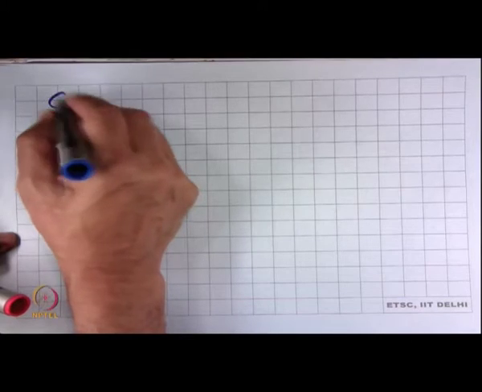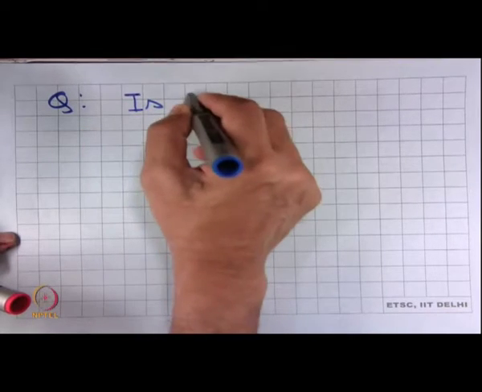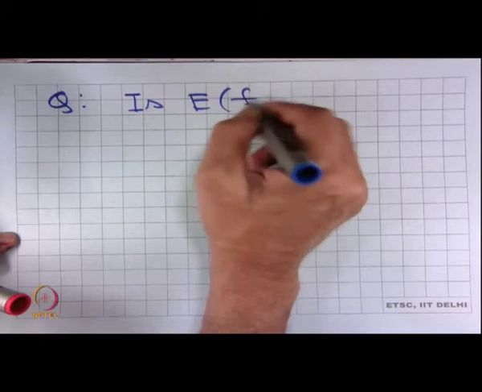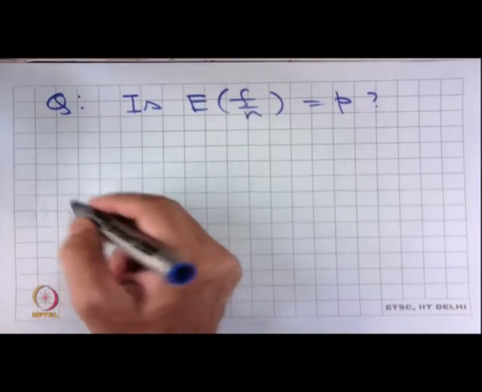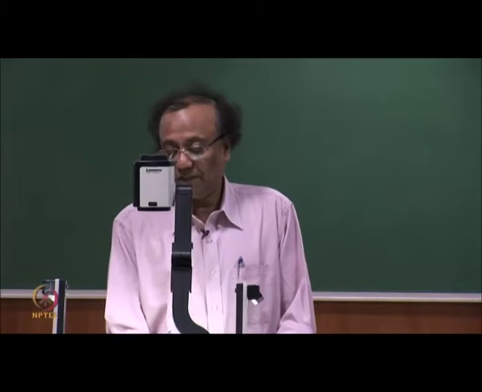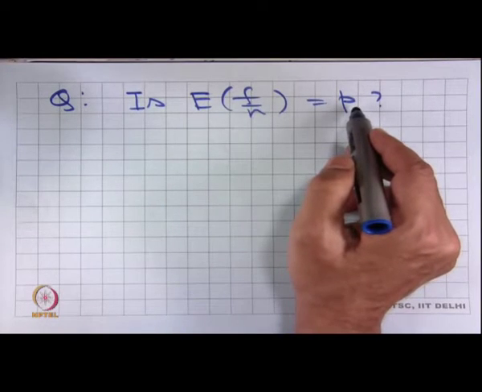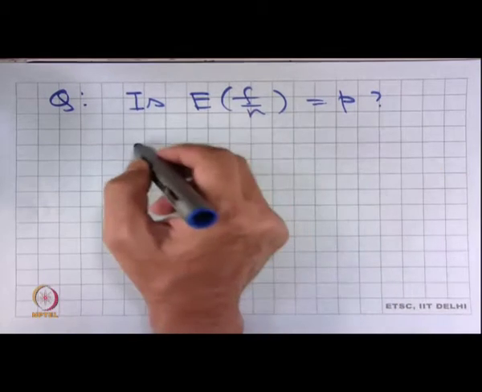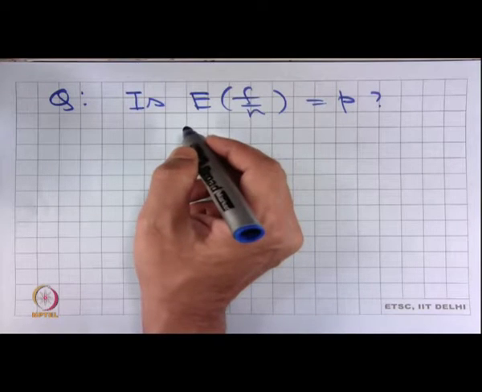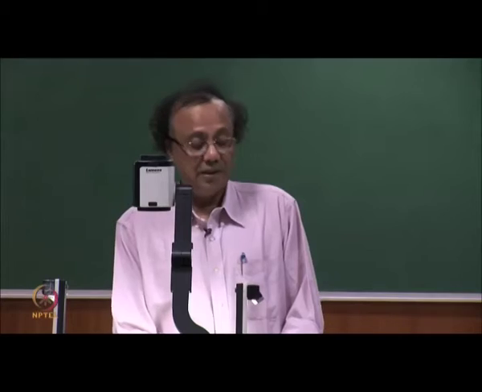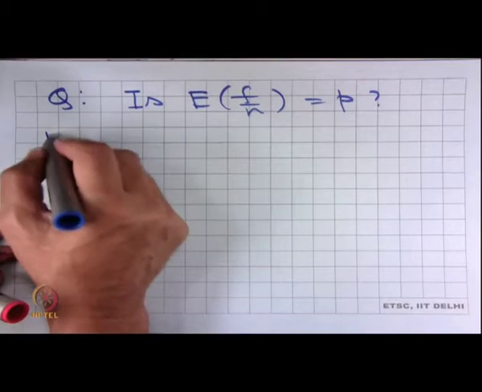So, the question is: is the expected value of f by n equal to p? So, f by n is the sample proportion of the defective. Whether its expected value is the same as the population proportion, and also what is its variance or standard deviation, which just now we have said is called standard error.